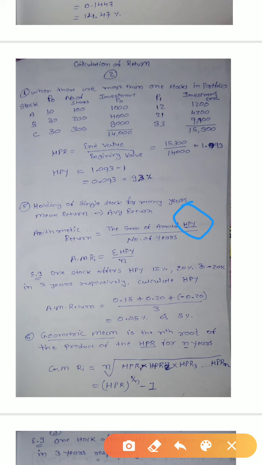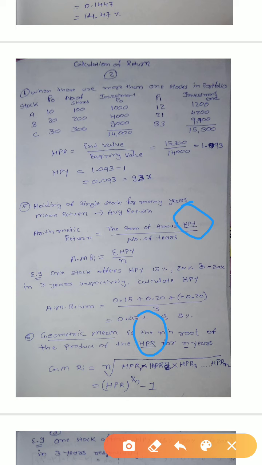Now we come to the geometric mean. Geometric mean is considered more reliable than the average return. I'll explain that during the class presentation later on. But let us see what the geometric mean is and what the equation is. The geometric mean is the nth root of the product of the HPR for n years. Now keep this in mind: here we will consider HPR, not HPY. Sometimes in exams they give you HPY, so you need to convert that HPY into HPR first.